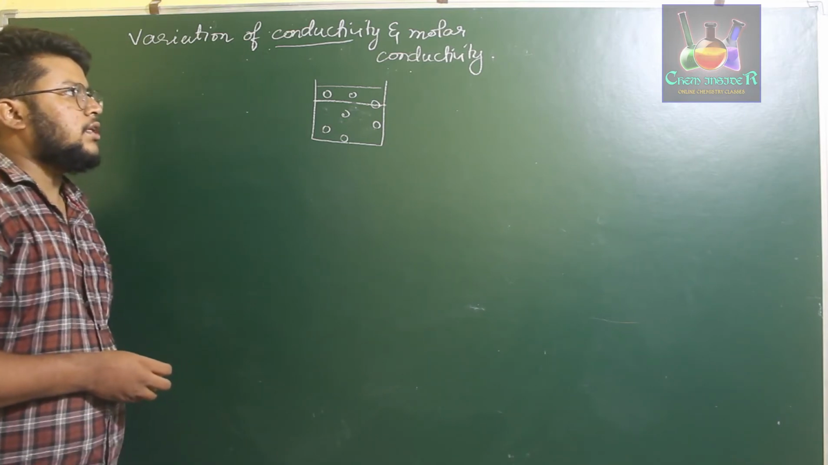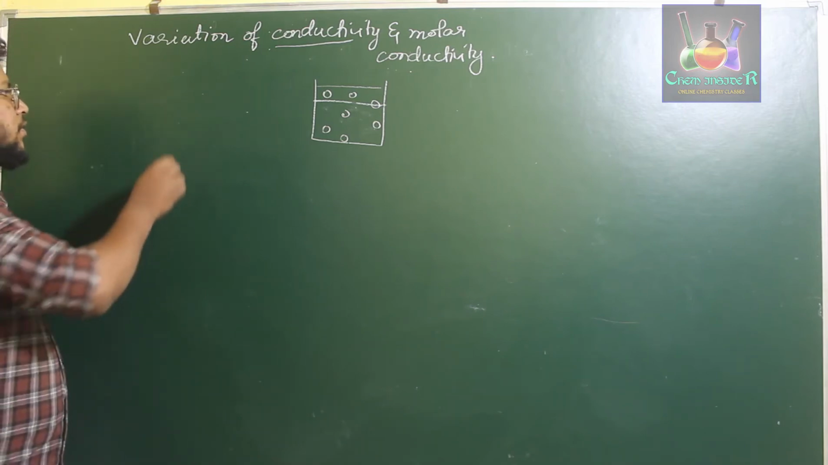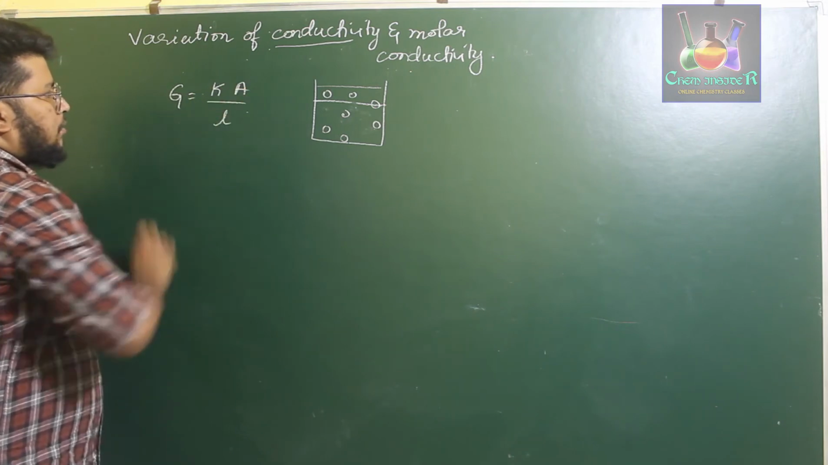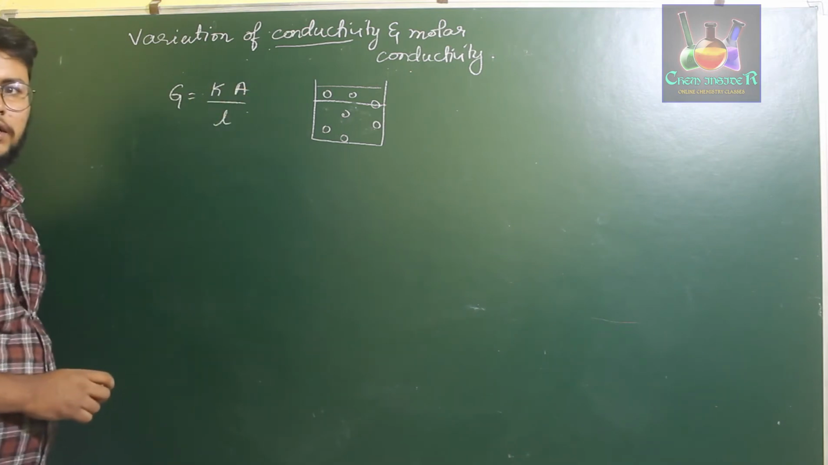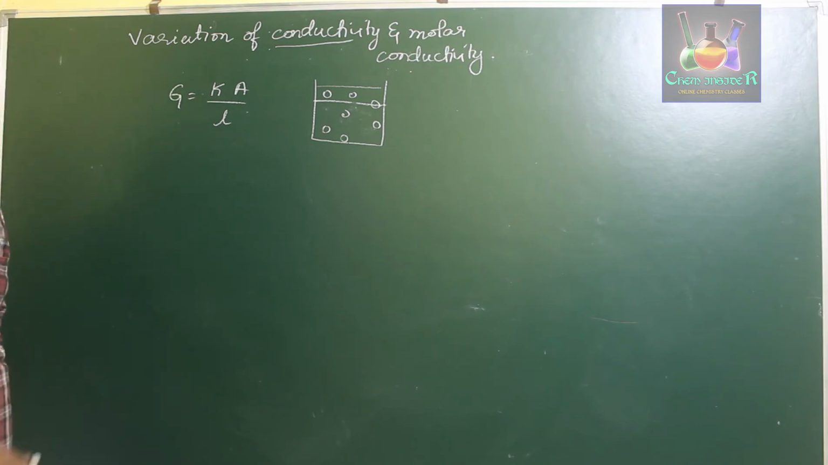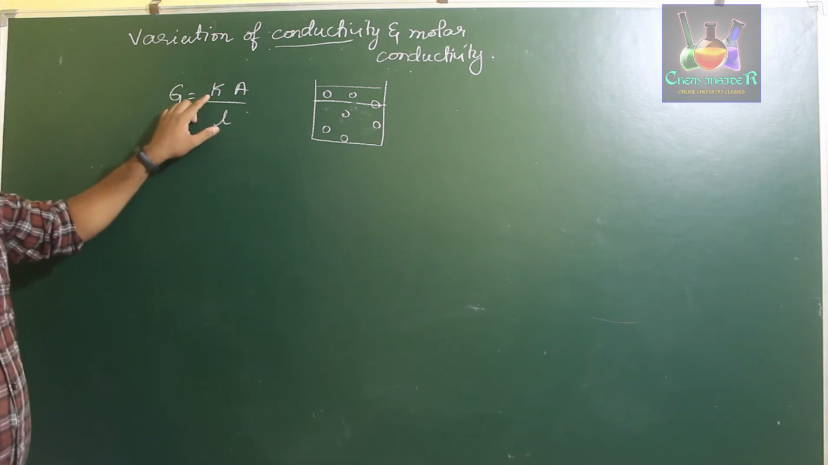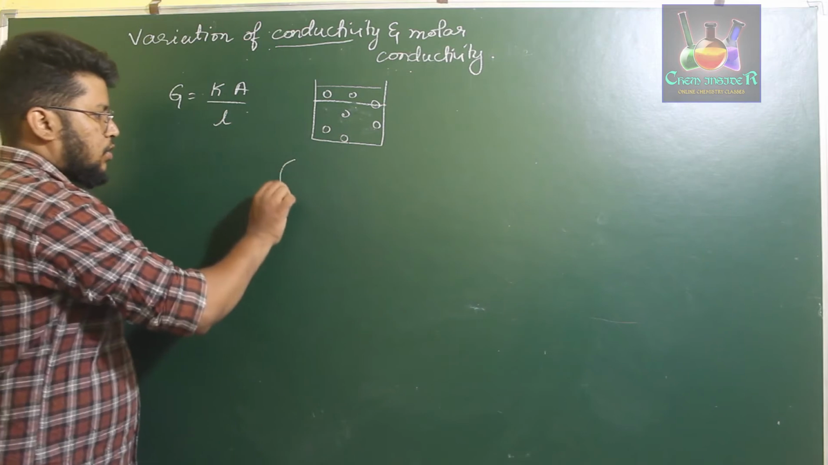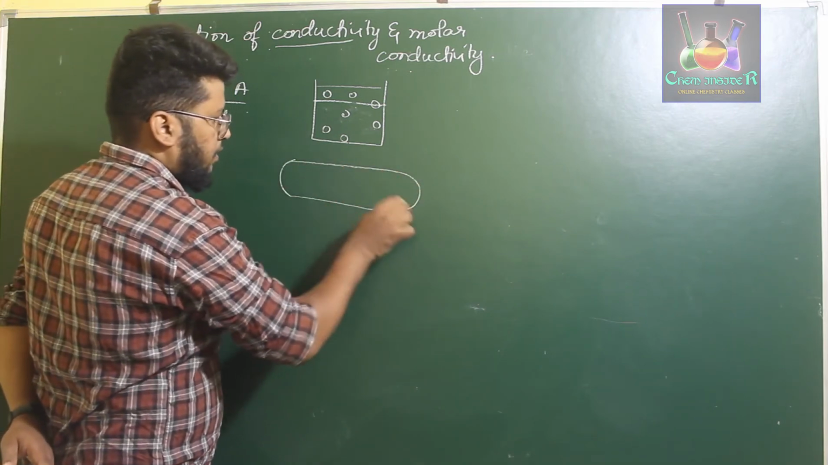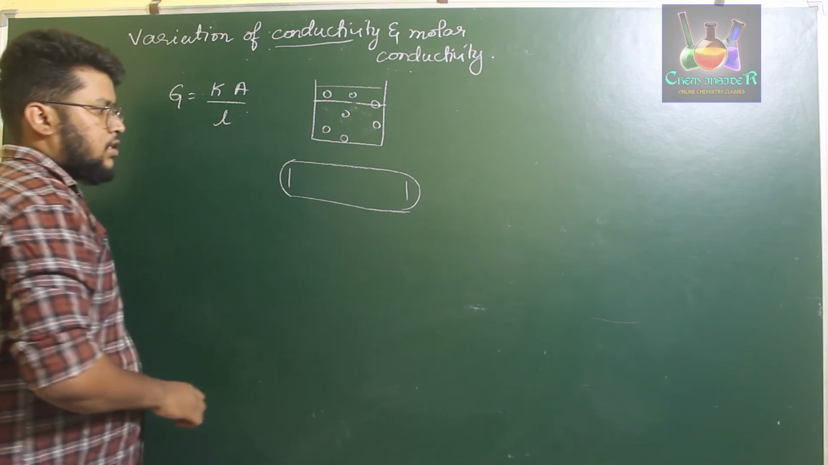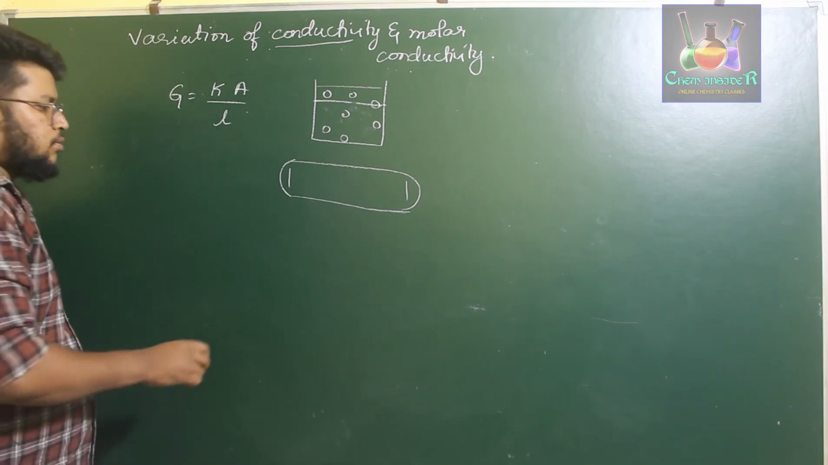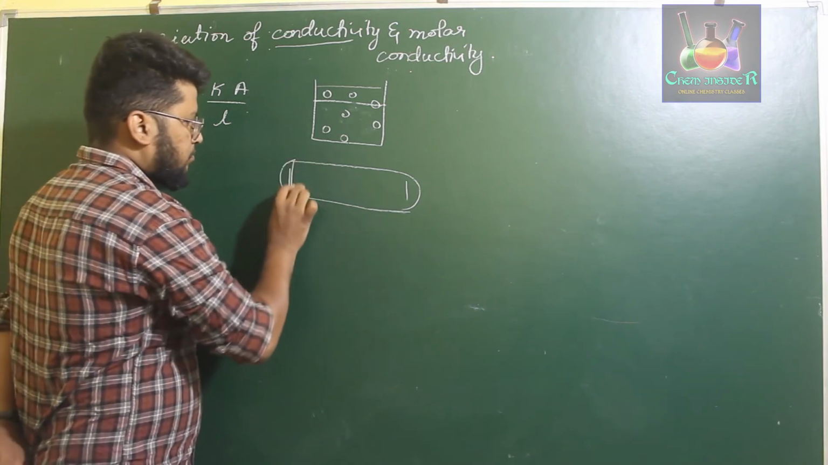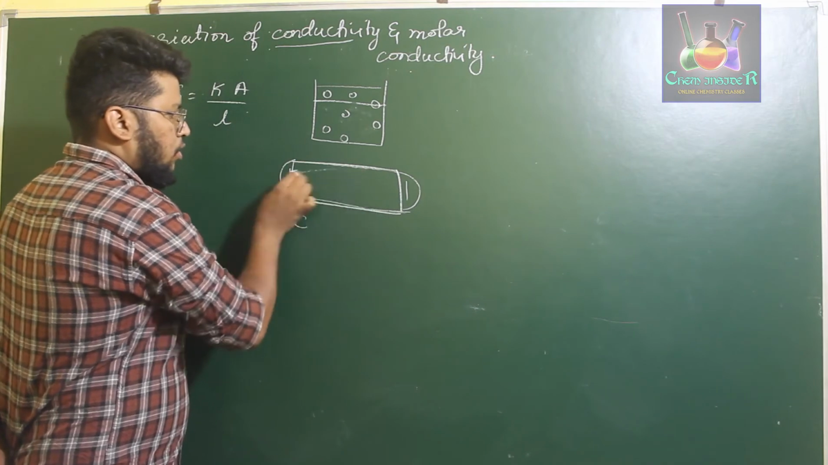Now, what happens in the case of molar conductivity? For conductance, we know that G is equal to kappa A divided by L. That is the equation for conductance: conductance is equal to conductivity kappa into area A divided by L. Now, consider a solution taken in a conductivity cell of area of cross section A, where the concentration of the solution is C and this is the volume of the solution.